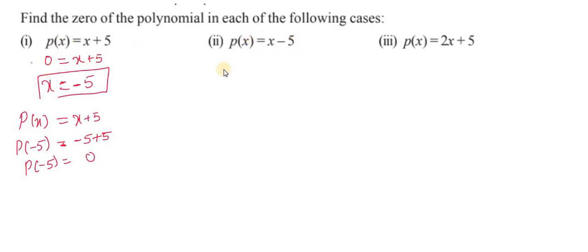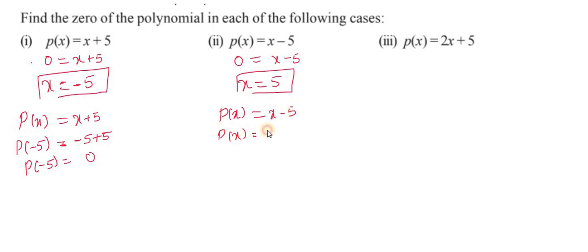Then we'll check with this. Again the same thing, 0 is equal to x minus 5. Now isolate the x term. So what will you get? X is equal to, when it comes to the RHS it becomes plus 5, isn't it? So x is equal to plus 5. Now substitute x is equal to 5 in this p of x. So p of x is equal to x minus 5, which is 5 minus 5. So what is 5 minus 5? 5 minus 5 is nothing but 0. So therefore x is equal to 5 is the zero of this polynomial.